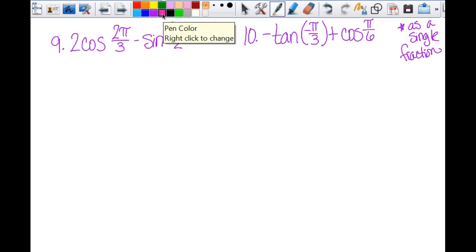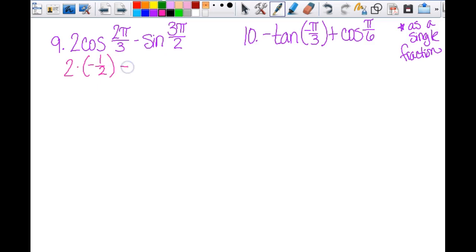All right, so we are going to evaluate these. That's what the directions say. So that means I've got to know what these values are. So this is 2 times the cosine of 2 pi thirds. My reference angle is pi thirds. The cosine would be 1/2. 2 pi thirds is in the second quadrant, so that is going to be a negative 1/2.